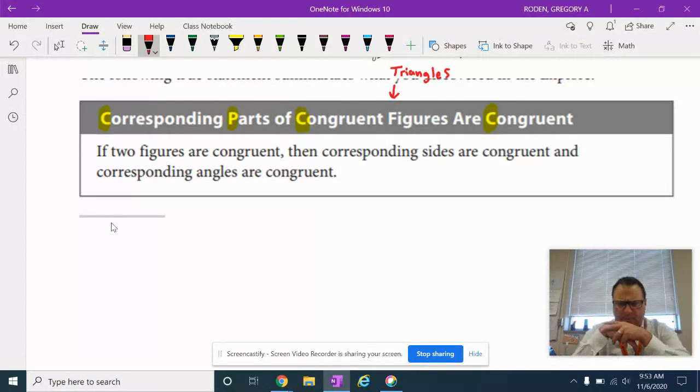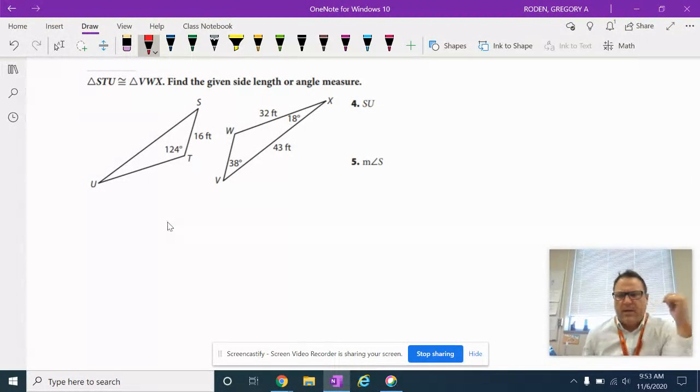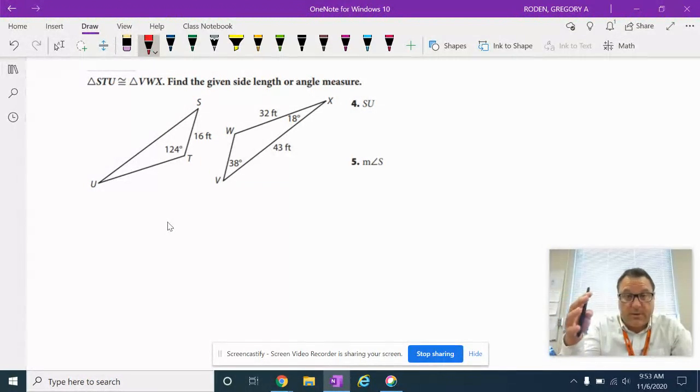I would call this a postulate. It's not a provable fact, but if you know you have two congruent figures, then all their corresponding parts are going to be congruent. Okay, so let's take a look. If we look at this example right here, the hardest part of these problems, guys, is figuring out, especially if they've been rotated or reflected, where the corresponding parts are. It's sometimes hard for me at least to picture that. Okay, so let's see here.